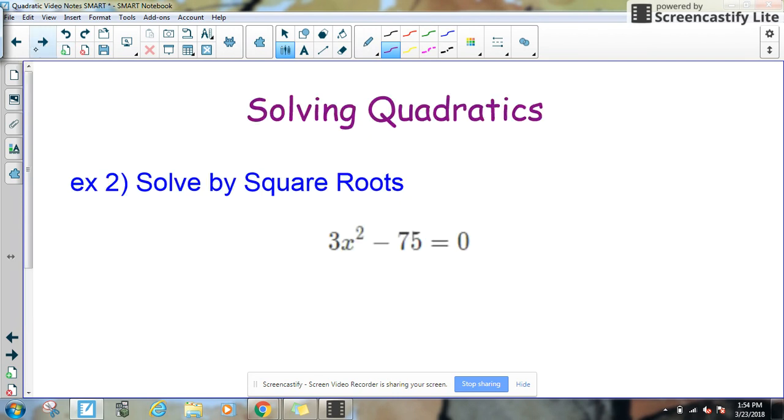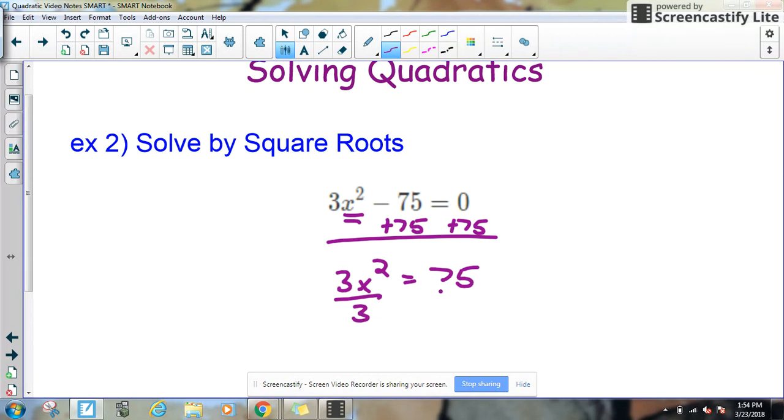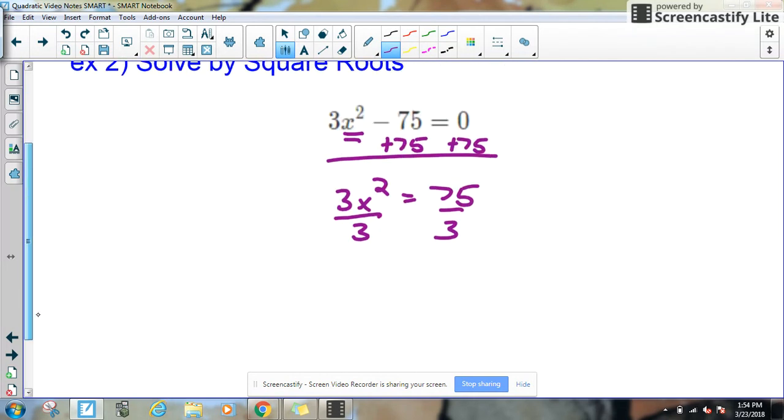Here's another problem. This one is 3x to the second minus 75 equals 0. In this problem, we can't yet use the square root method because the x squared is not alone. So the first thing you'd have to do is add 75 to both sides. So this would yield 3x squared equals 75. And then we need to divide by 3. Again, the goal here is to get the x squared term alone on one side, and now it is.